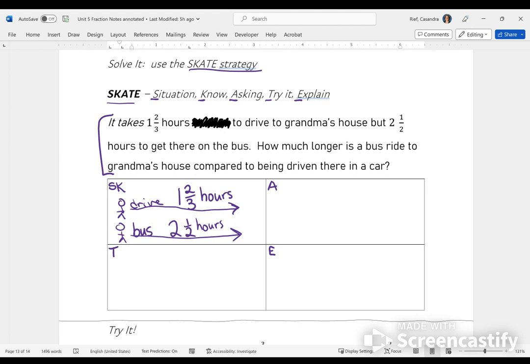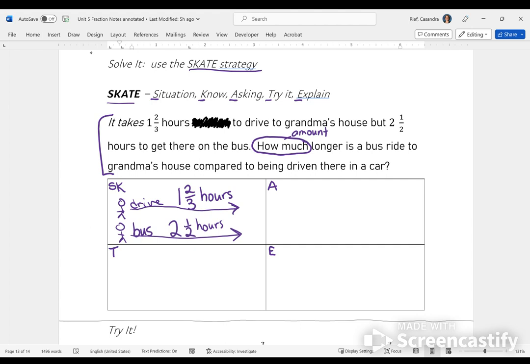The third box is A for asking. They're asking us to figure out what the question wants. To do that, I'm going to go back and find the question. I'm going to circle the question word. I'm going to box the focus, and I'm going to underline important words to help me understand the task. How much longer is a bus ride to Grandma's house compared to being driven there in a car? Ooh, my question word is actually question words. How much? That means I'm going to give an amount. My answer will be a number.